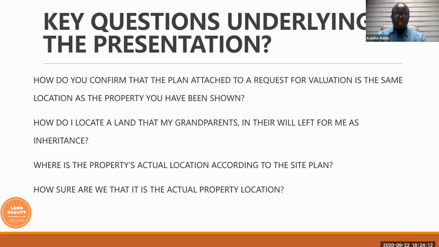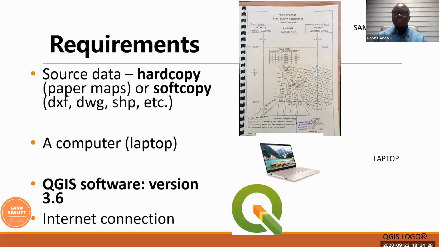How do I locate a land that my grandparents in their will left for me as inheritance? Where is the property's actual location according to the site plan? How sure are we that that is the actual property location? Yes, we can hopefully by the end of this presentation be able to tell the difference.